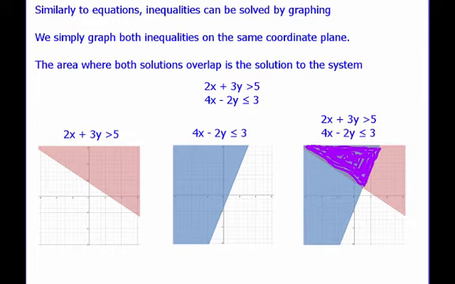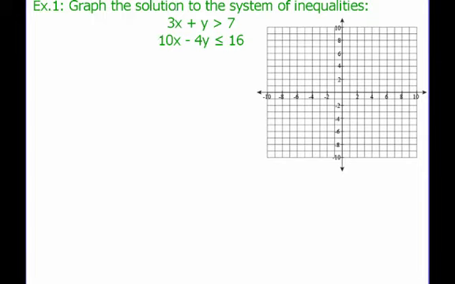All right, so we're going to do some examples. Number one says, graph the solution to this system of inequalities. So what I'm going to do, I'm going to graph my first inequality, my second inequality, and I'm going to see where they overlap. So I've got 3x plus y is greater than 7. All right, well, to graph this, I'm going to put it in slope-intercept form, so I'm just going to subtract 3x on both sides. Now I have y is greater than negative 3x plus 7.